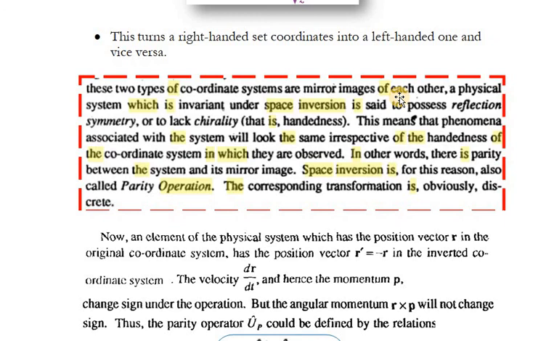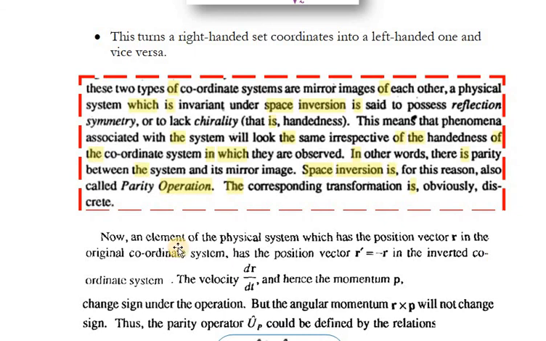A physical system which is invariant under space inversion is said to possess reflection symmetry or lack chirality. This means that phenomena associated with the system will look the same irrespective of the handedness of the coordinate system in which they are observed. In other words, there is parity between the system and its mirror image. Space inversion is, for this reason, also called the parity operation. The corresponding transformation is discrete.